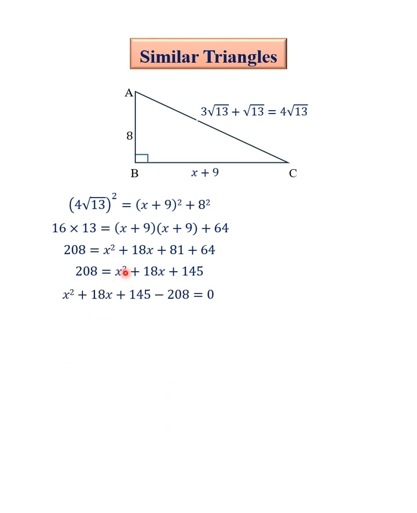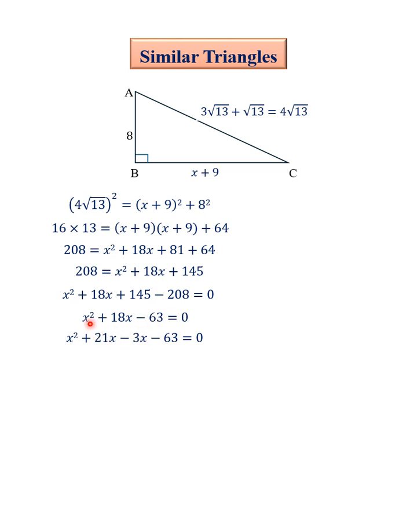So we can say x squared plus 18x plus 145. If 208 crosses over, it becomes minus 208 and everything becomes equal to 0. 145 minus 208 gives us minus 63. So we have x squared plus 18x minus 63 equals 0. This is the quadratic equation and we're just going to find the value of x. So we are looking for two factors that when we add them up, give us 18, and when we multiply them, give us negative 63. And those numbers are 21 and negative 3. 21 minus 3 gives us 18. 21 times minus 3 gives us minus 63.